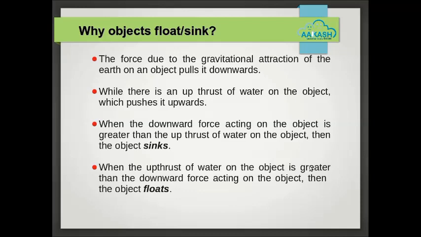Now, you may be curious to know why do the objects float or sink? The force due to the gravitational attraction of the earth on an object pulls it downwards, while there is an upthrust of water on the object which pushes it upwards. When the downward force acting on the object is greater than the upthrust of water on the object, then the object sinks. And note, when the upthrust of water on the object is greater than the downward force acting on the object, then the object floats.